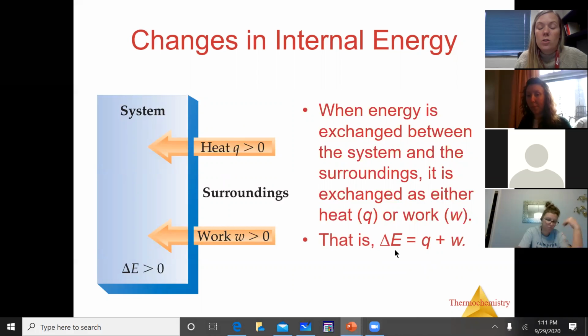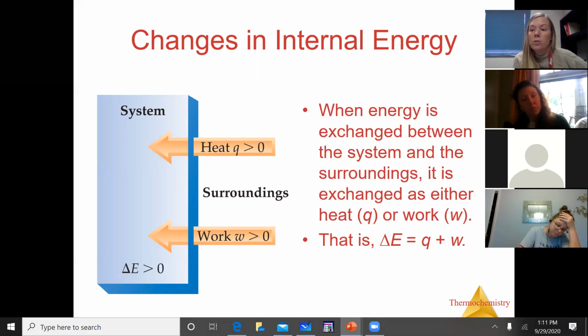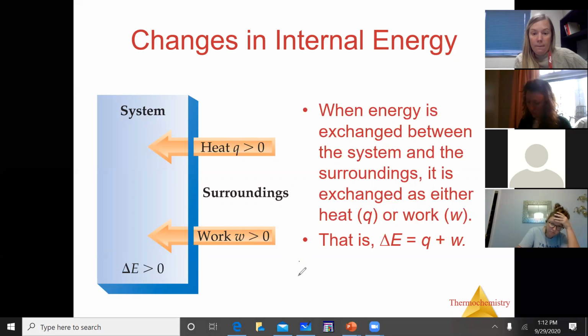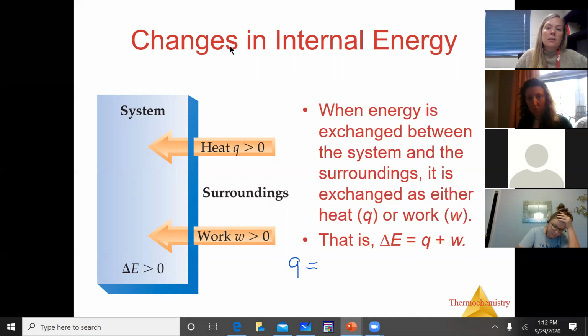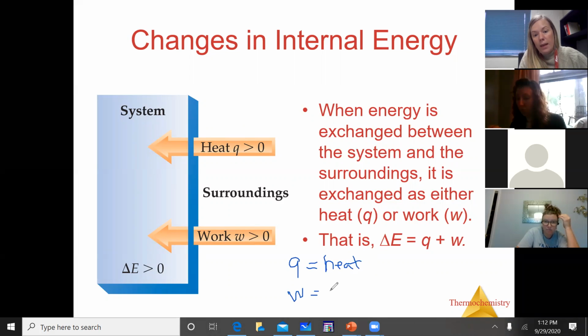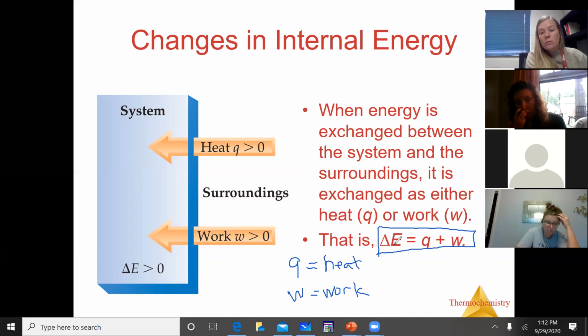So here is our equation. Our delta E, or our change in internal energy, is equal to any work that's done plus any heat that is transferred. So in this case, Q is behaving as our heat, and W is behaving as our work. Okay. You do want to know that equation. Pretty simple.